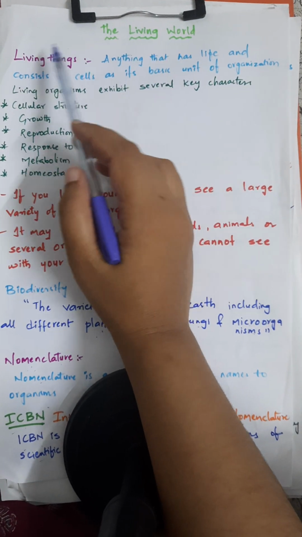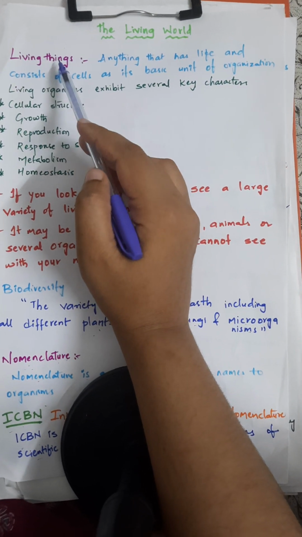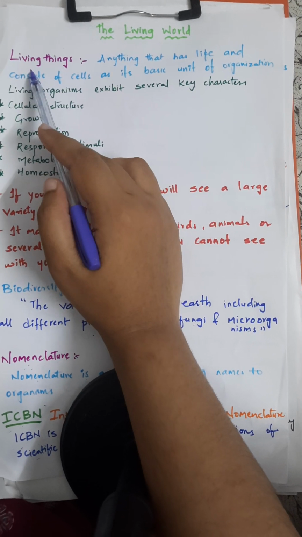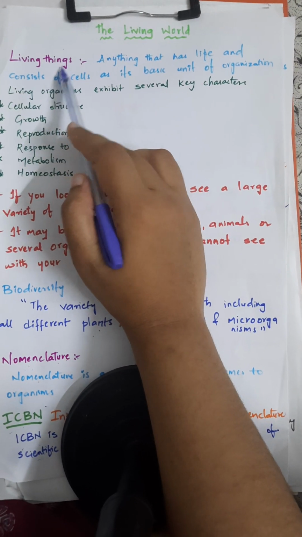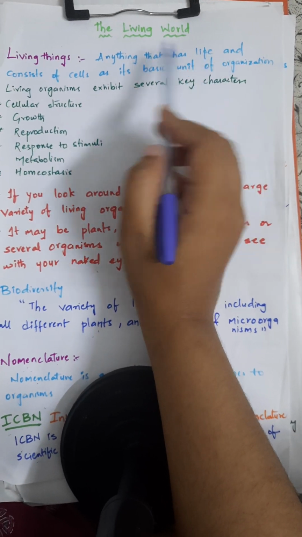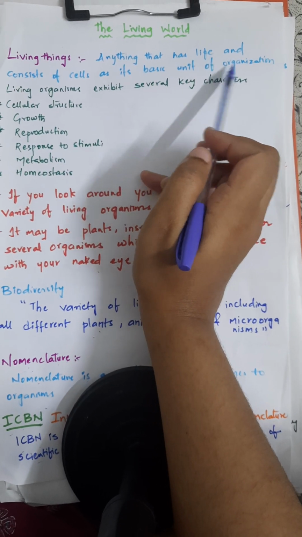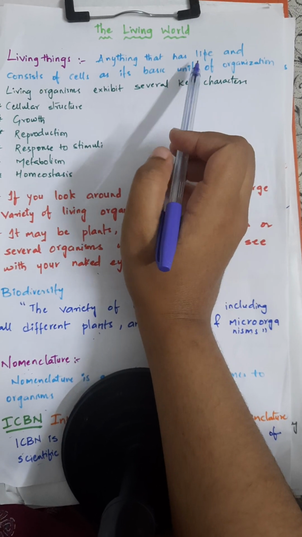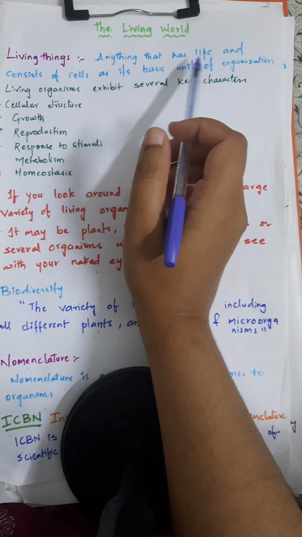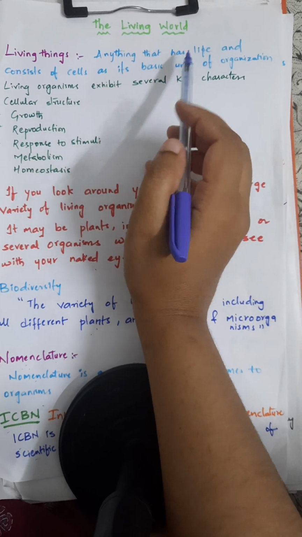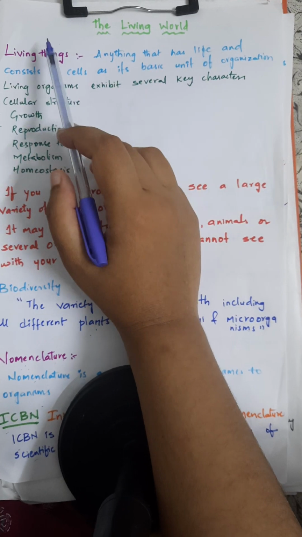Okay, in this, the first is the living things. What are the living things? How can we differentiate between the living and non-living? So here, what are the living things? Anything that has life and consists of cells as its basic unit of organization. Anything which is having life and consists of cells, so it is having cells as its basic unit, we call it the living things.